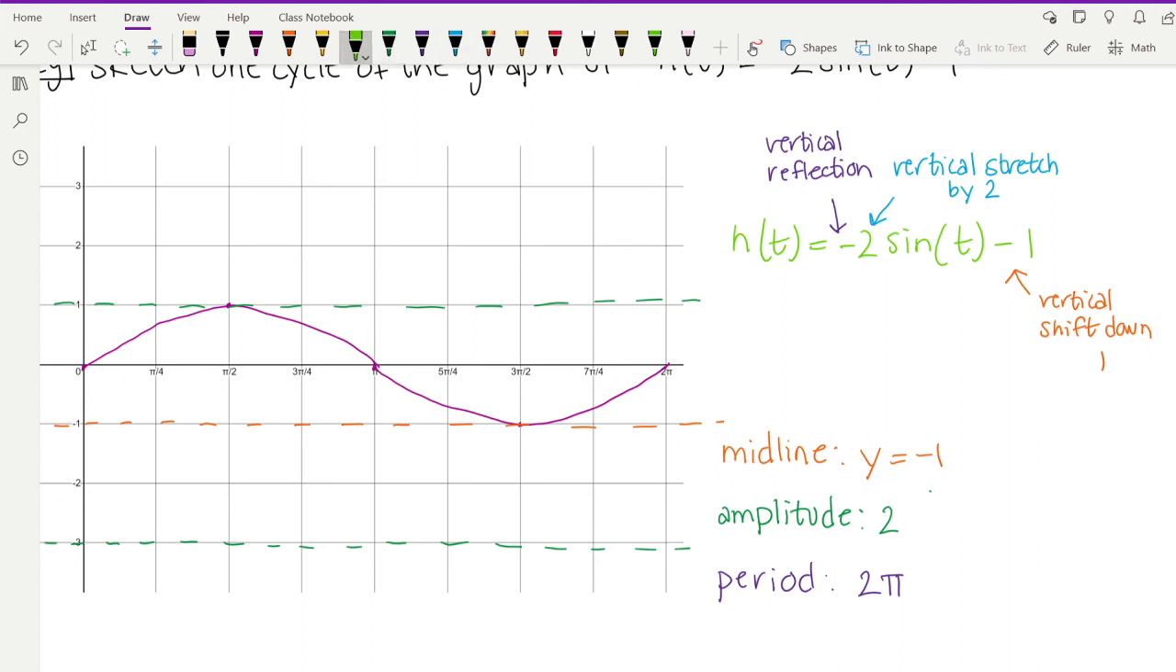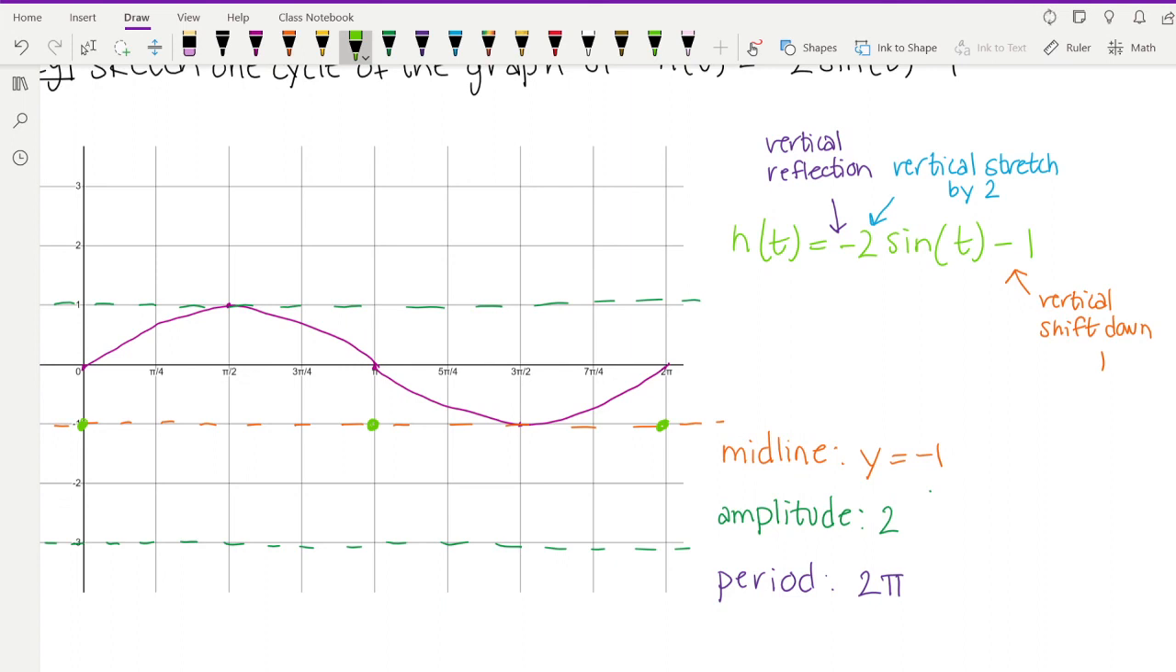So we know that the original function, f of t is equal to sine of t, has its y-intercept at 0. So because the midline has been shifted down, instead the graph is going to start at -1. We also know, because of symmetry, that the graph is going to return to that same height at pi and also return to that same height at 2 pi.